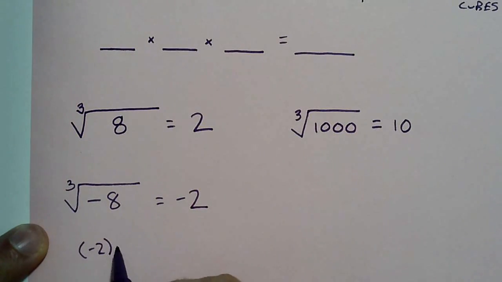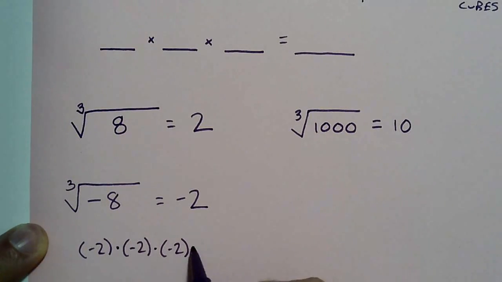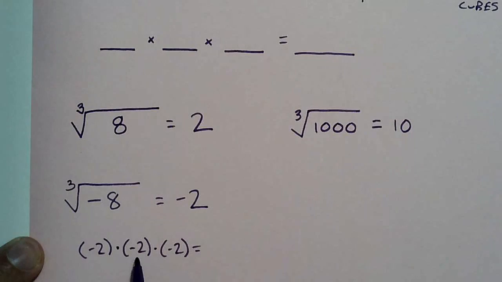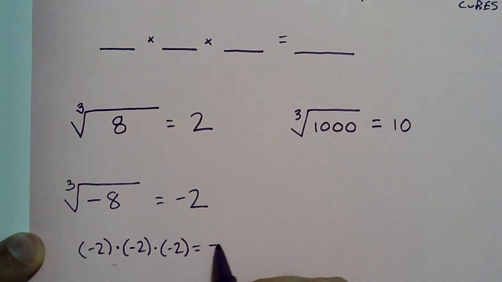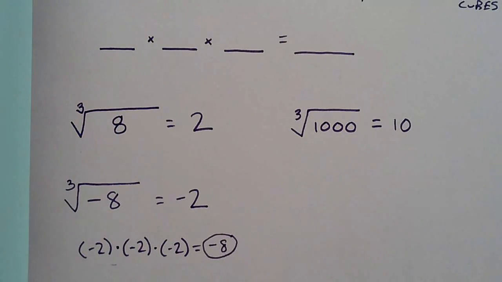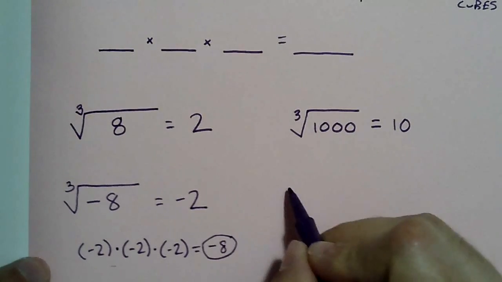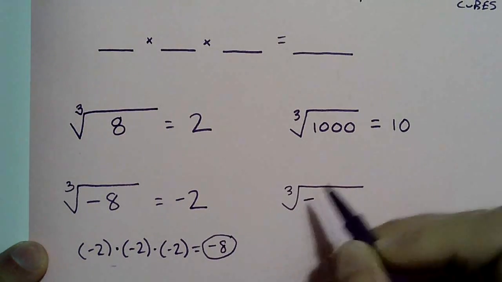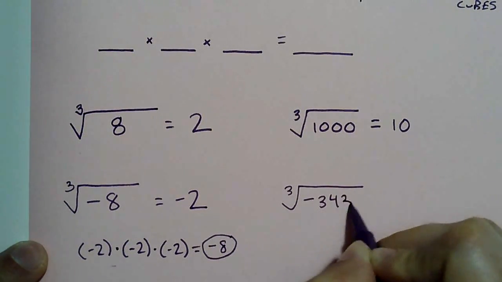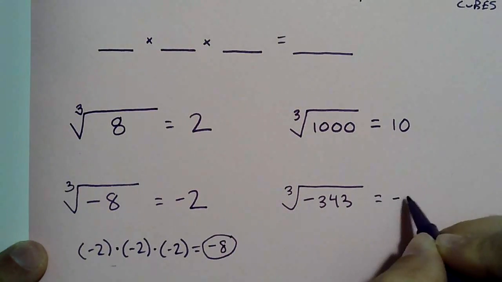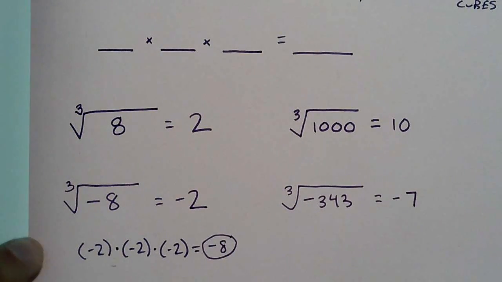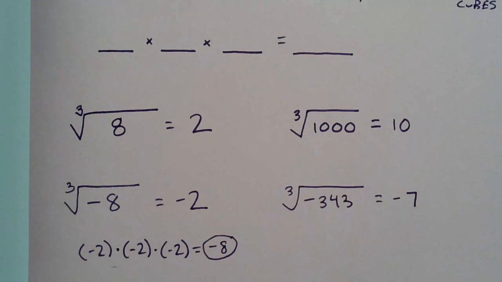Negative 2 times negative 2 times negative 2. A negative times a negative is a positive, positive 4. Positive 4 times negative 2 is negative 8. So I got that value underneath my radical sign, that radicand. So that is okay. If I want the cube root of negative 343, it's negative 7. So that's a big difference. We can cube root negative values.